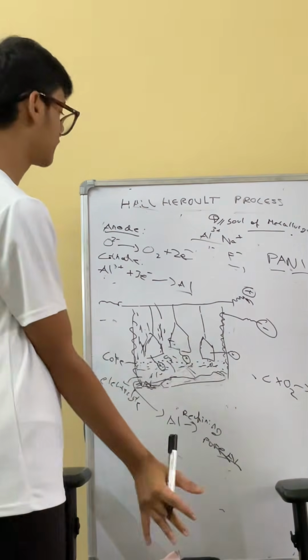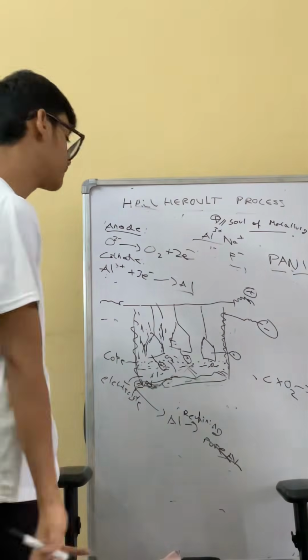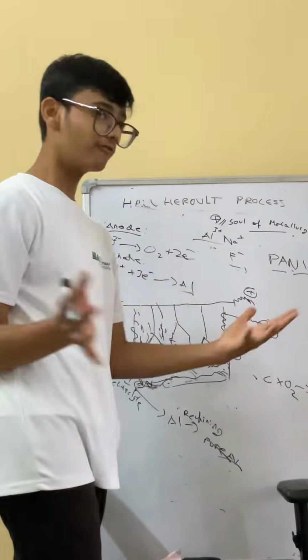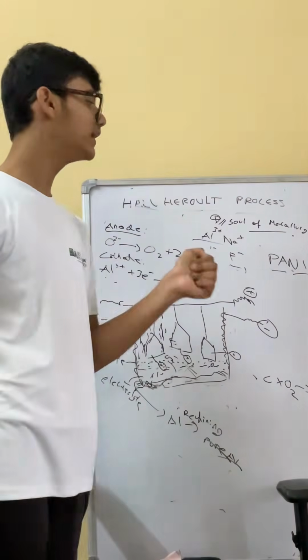Industries only run for profit. So any process you do in metallurgy or any industrial process, you'll see it revolve around profits. And that was it for the whole Heroult process.